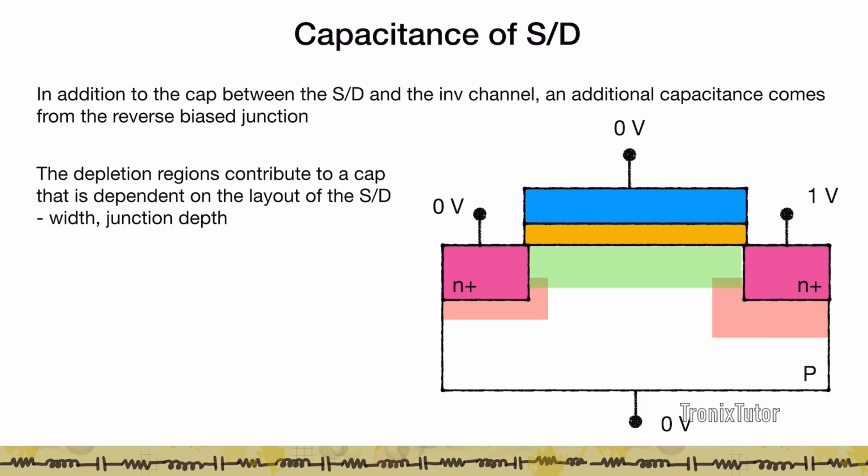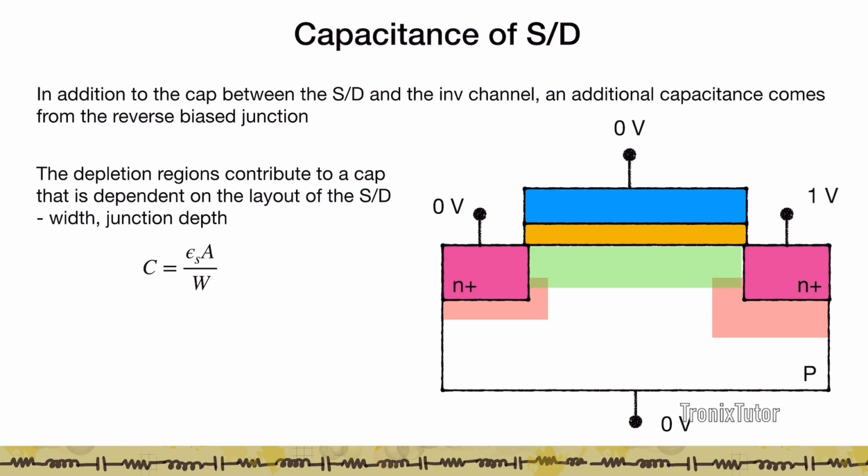So what we see here is that these two regions also contribute to the capacitance at this node, and that capacitance is layout dependent because it depends on the width of the source drain and it depends on the junction depth of the source drain.